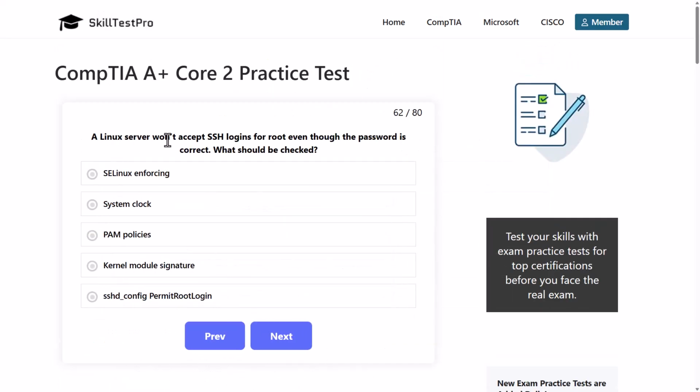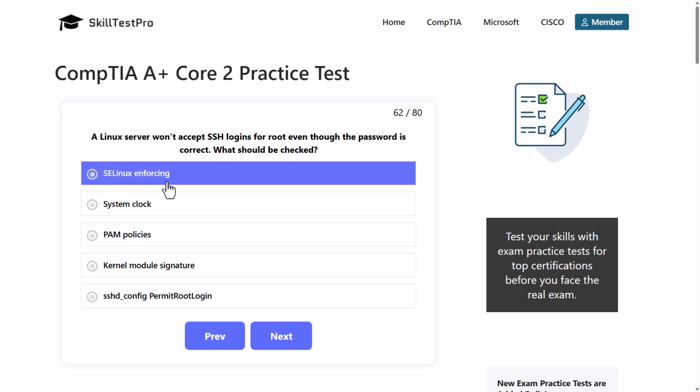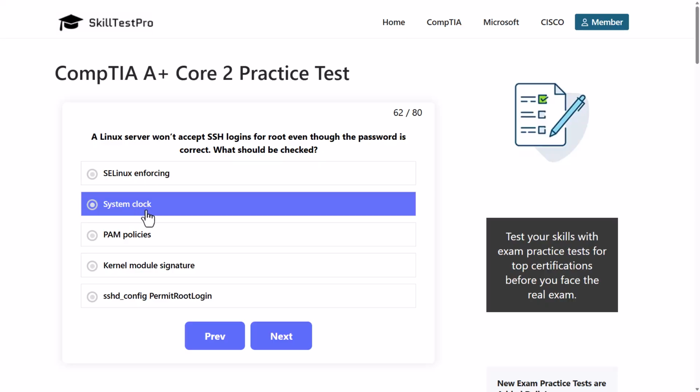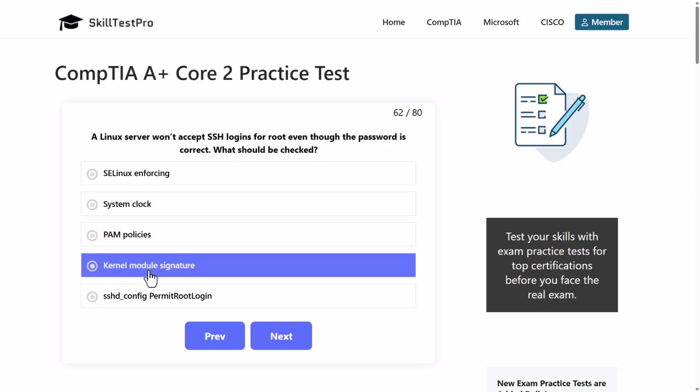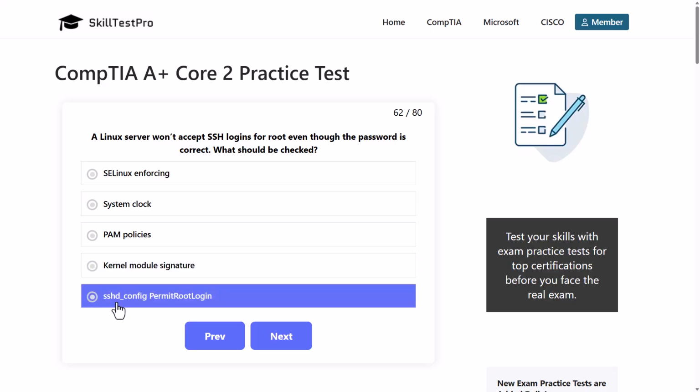A Linux server won't accept SSH logins for root even though the password is correct. What should be checked? SELinux enforcing, system clock, PAM policies, kernel module signature, or sshd_config PermitRootLogin.